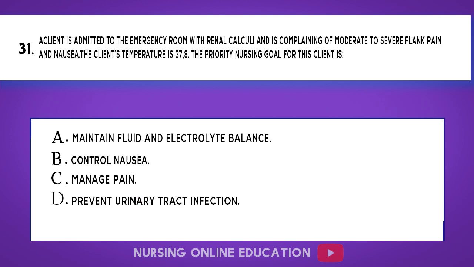31. A client is admitted to the emergency room with renal calculi and is complaining of moderate to severe flank pain and nausea. The client's temperature is 37.8. The priority nursing goal for this client is: A. Maintain fluid and electrolyte balance, B. Control nausea, C. Manage pain, D. Prevent urinary tract infection. The answer is option C, manage pain.